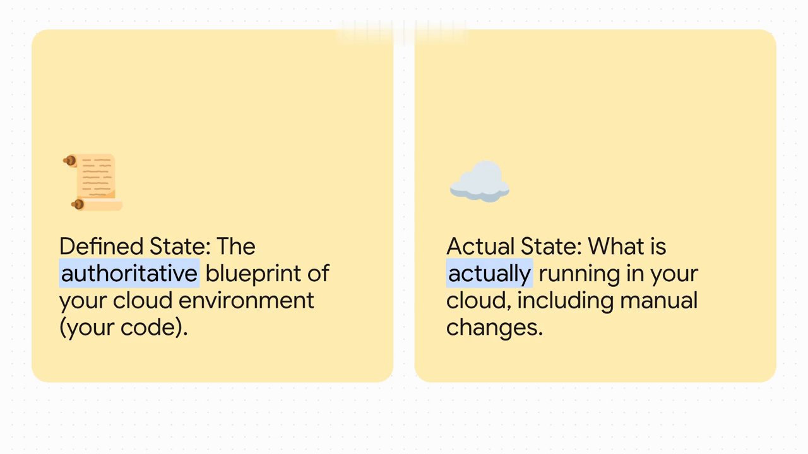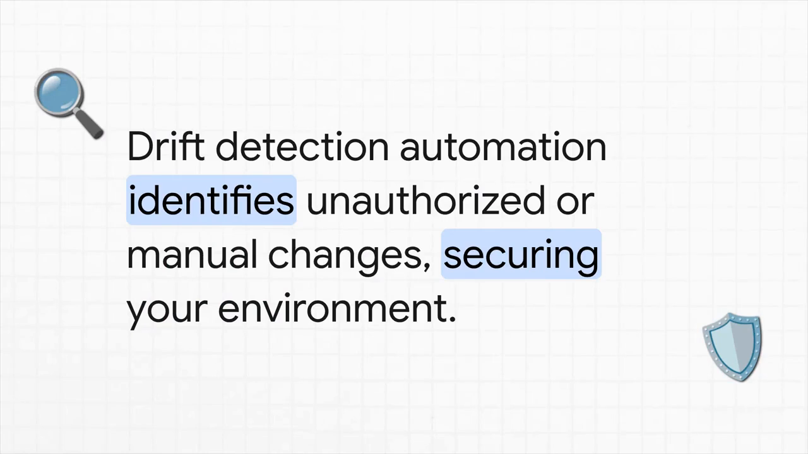Then you've got the actual state. That's what's live in your cloud right this second. Drift is any difference between the two, and it's almost always caused by manual changes somebody made on the fly. And these little manual changes, they're really dangerous. They can open up security holes, break things, and, you guessed it, create even more orphaned resources. Drift detection tools automatically scan for these differences, they flag them, and then they let you either roll back the change or update your code to match. It's all about keeping your blueprint and the actual building in perfect sync.